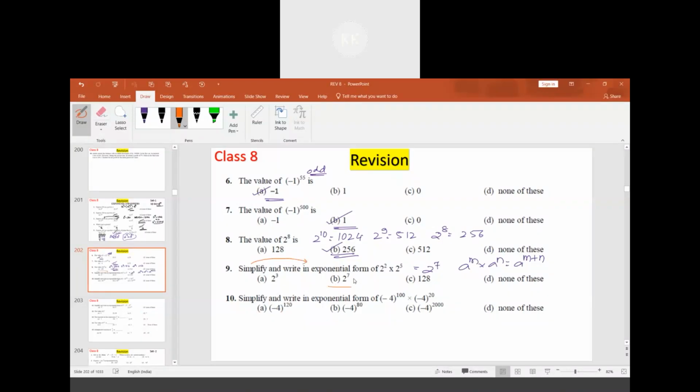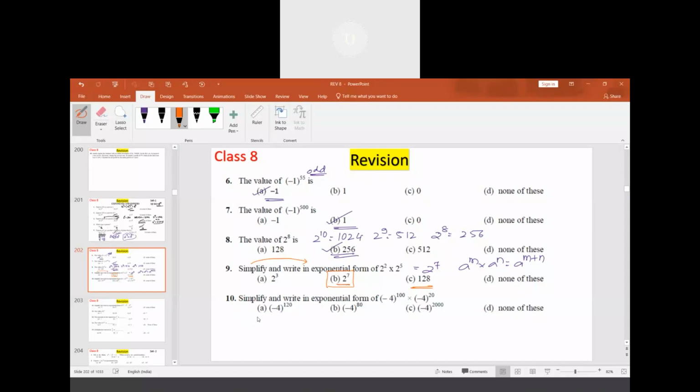Simplify and write in exponential form. You may get confused here. Exponential form means a to the power of n format. It should not be a number. 128 is the correct value if you multiply, but since they have asked for exponential form, 2 to the power 7 should be the answer.